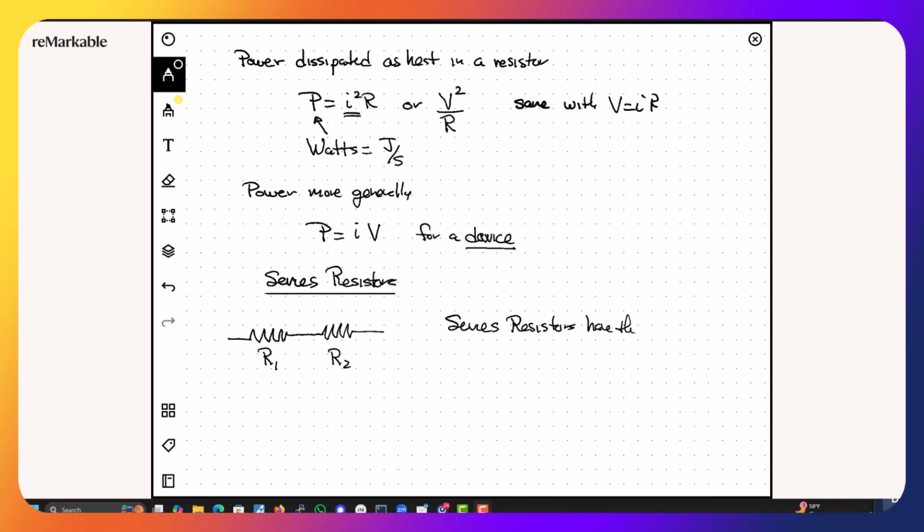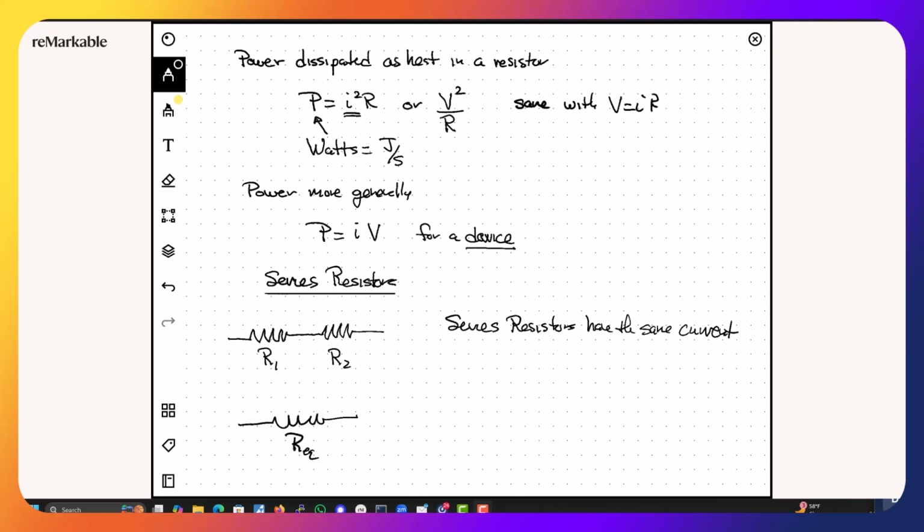Series resistors have the same current. So remember, series capacitors have the same charge. Series resistors have the same current. So there's some replacement resistor, equivalent resistor we'd like to have, which will have the same current. So this is an equivalent resistor. And we're going to replace R1 and R2 with R equivalent.